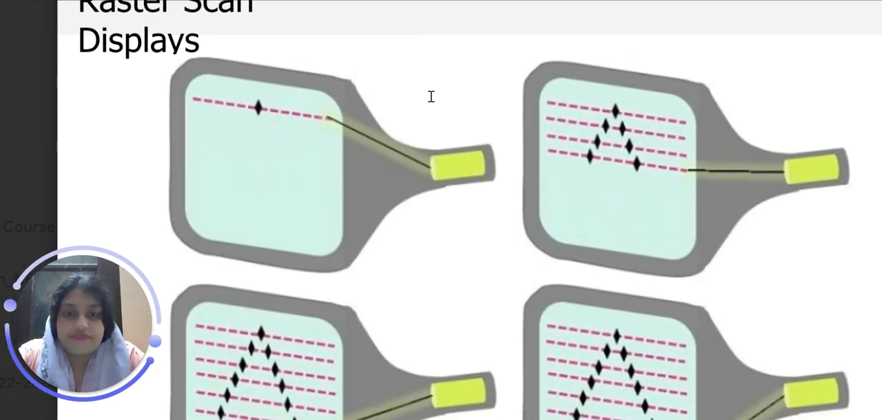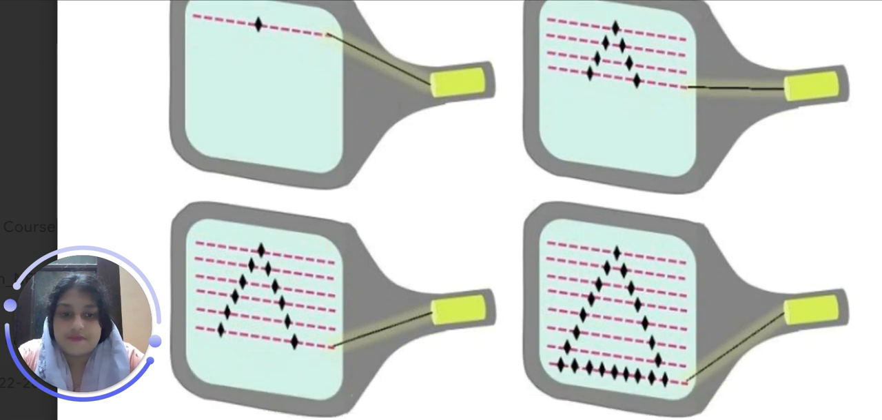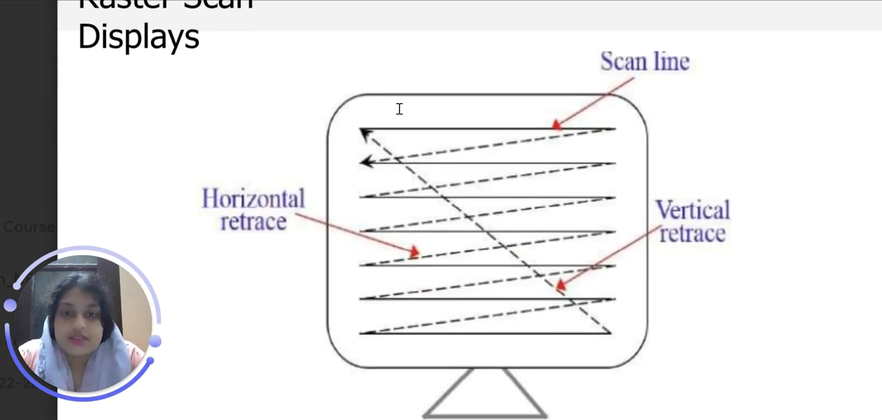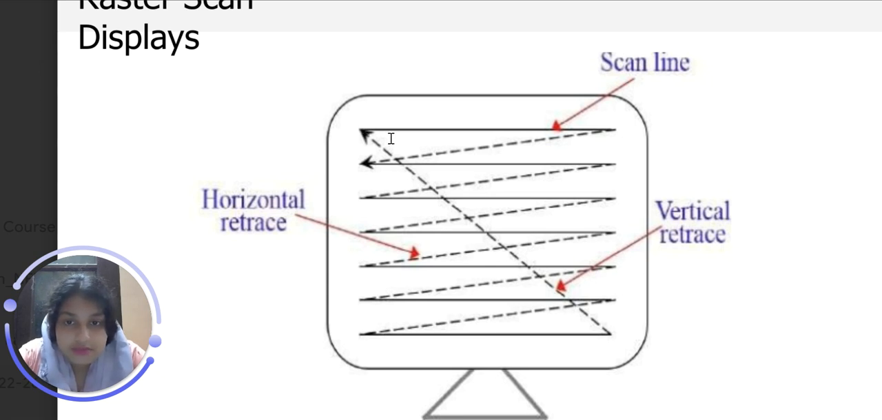Now, raster scan display, this is the proper figure. See over here? You can pause the video and note it down. Then the horizontal retrace: the electron beam will go over there and then it will retrace back. That is what we call the horizontal retrace. Then it comes back, and again it goes. And when it reaches the end of the page, it goes back to the top left corner. That is called vertical retrace. This is the scan line, horizontal retrace and vertical retrace.